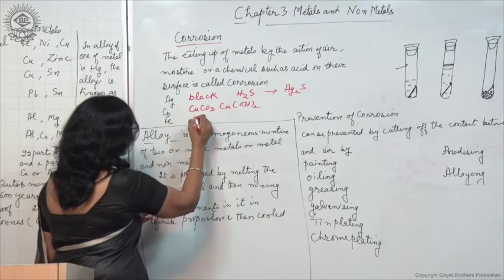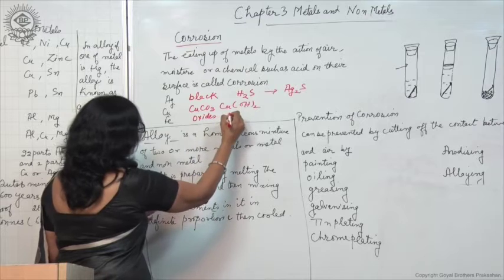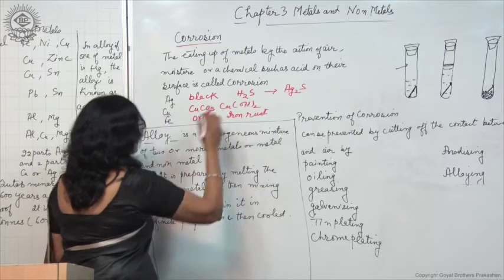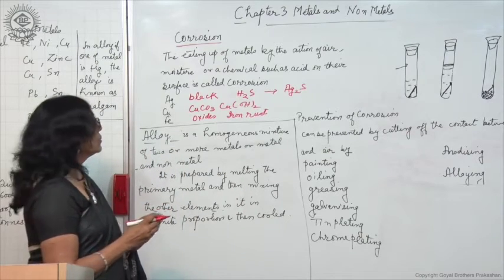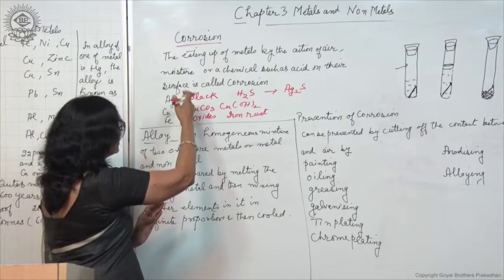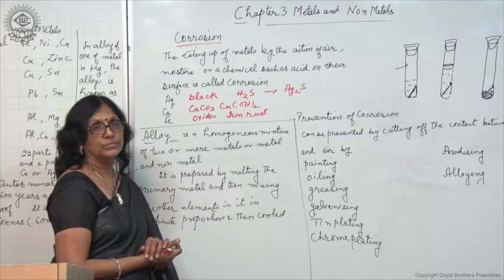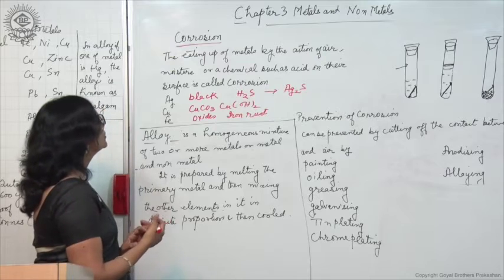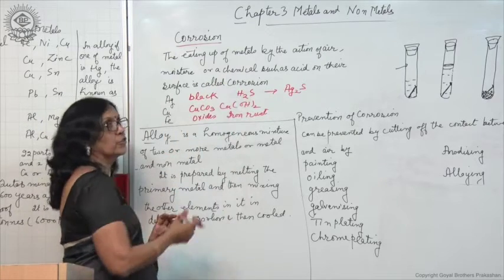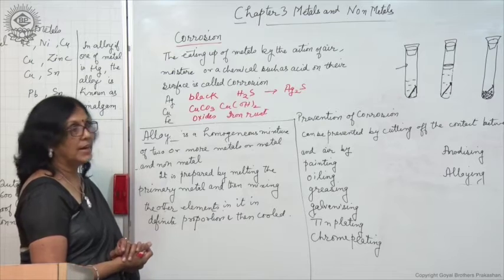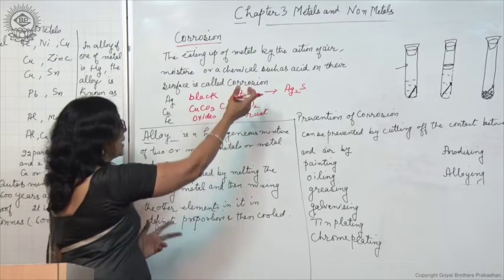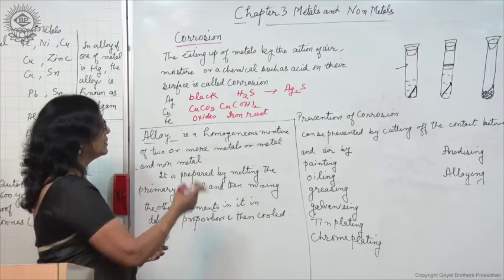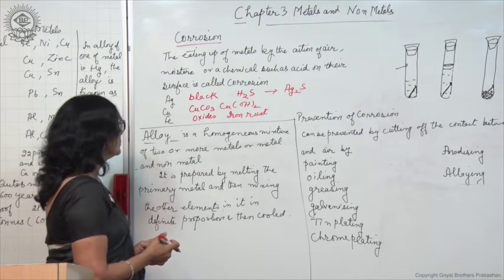In general, it forms oxides. It is called iron rust or rusting of iron. So, all these metals corrode, and the process is called corrosion. What is corrosion? The eating up of metals by the action of air, moisture and some chemical present like acid or any gas on their surface is called corrosion.